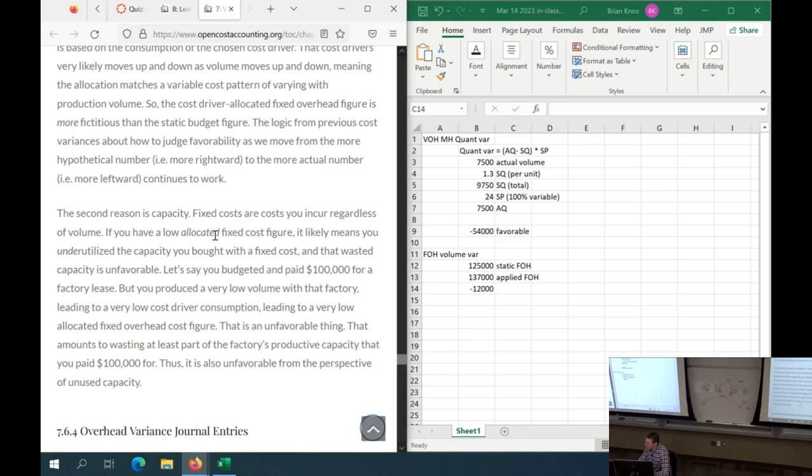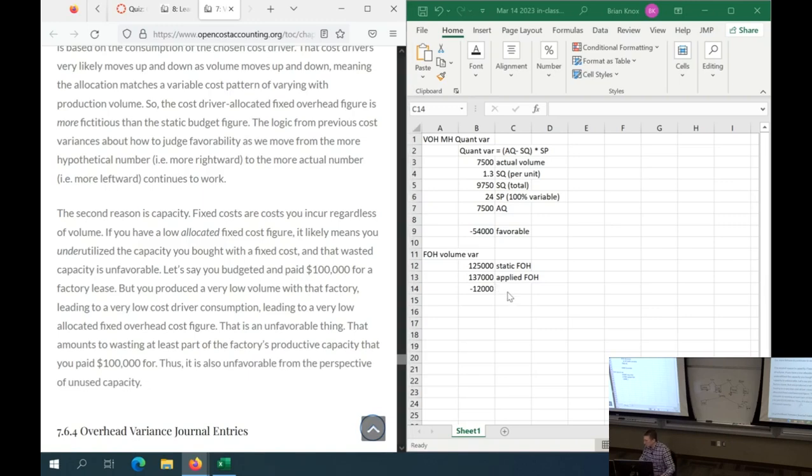So if you have a low over-allocated or applied fixed cost figure, it likely means you underutilize the capacity you bought with the fixed cost, and that wasted capacity is unfavorable. All right, give the example. Let's say you budgeted and paid $100,000 for a factory lease, but you produce a very low volume with that factory, leading to a low cost driver consumption, leading to a very low allocated fixed overhead cost figure. The farthest right word square on the board. This is an unfavorable thing. That amounts to wasting at least part of the factory's productive capacity that you paid $100,000 for. Thus, it is also unfavorable from the perspective of unused capacity.